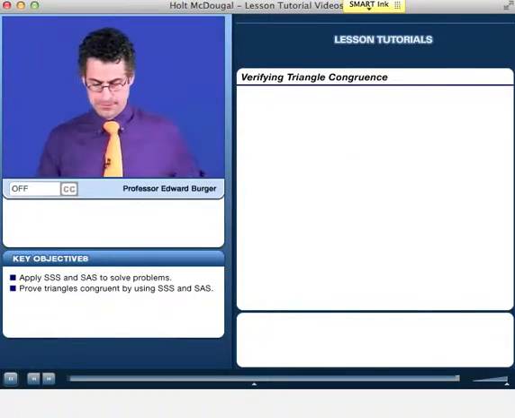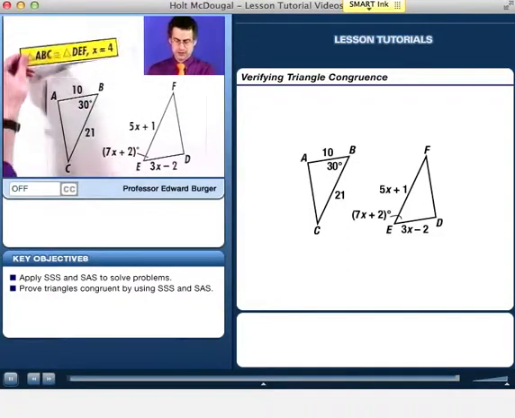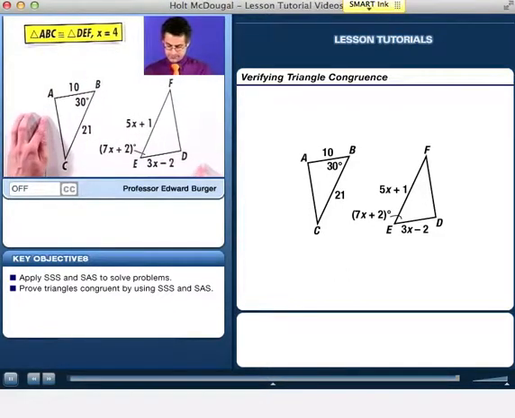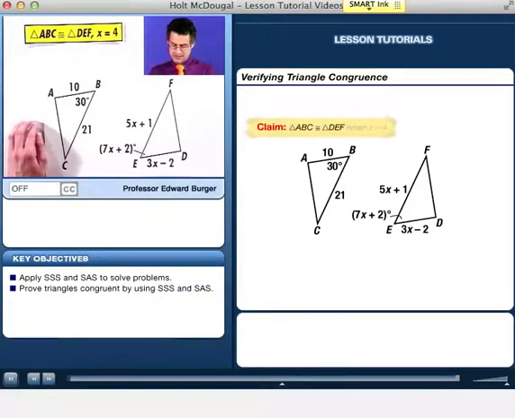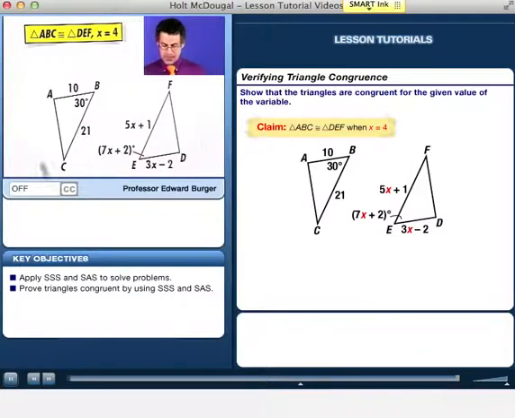How about this one? Look at this great picture. Suppose that we're told that the triangles are, in fact, congruent when x equals 4. The question is, can we verify that? Can we prove it? So can we prove that claim? Well, if x equals 4, let's see what these various quantities give us.